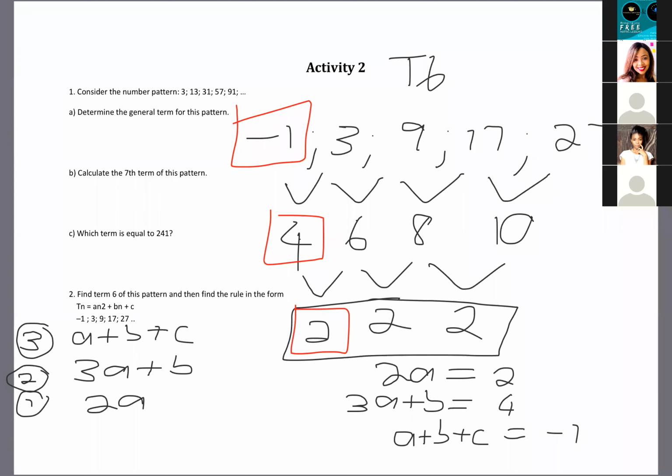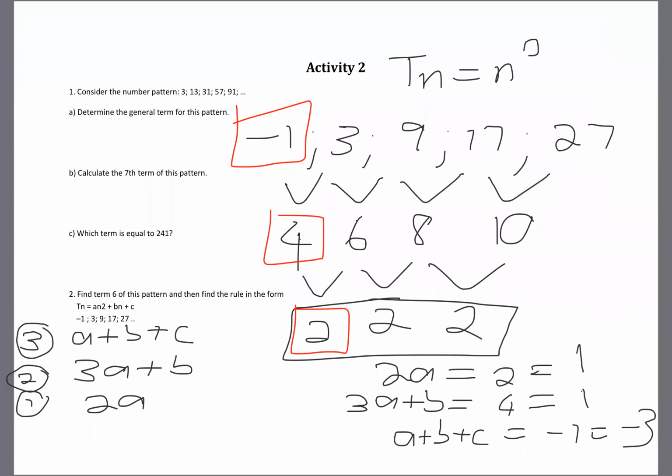A is going to be 1. And your C is negative 3. Perfect. So when I write it, Tn is equal to n squared plus n minus 3, right? Yes, ma'am. And then what's my T6 going to be?